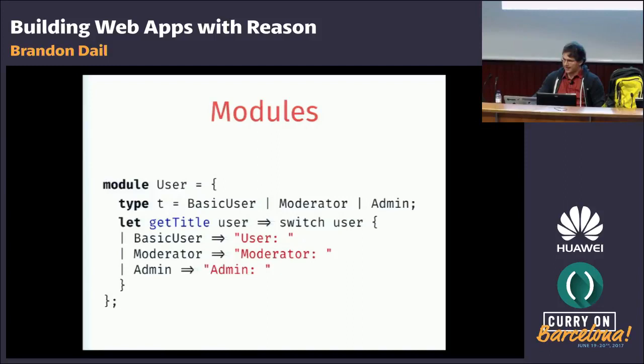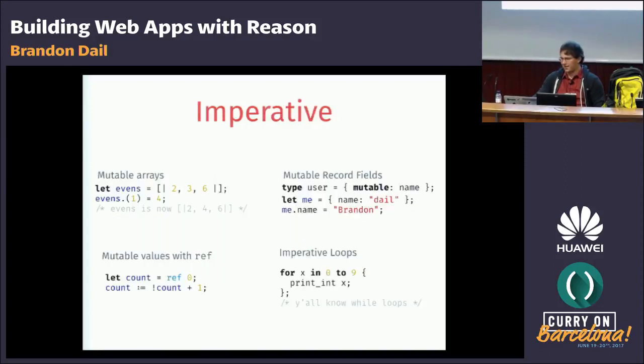So like I said, it's a functional language, but it also supports imperative APIs. So we have mutable arrays. We have arrays that we can sort of edit in place. We have mutable record fields. And again, mutable fields have to be defined explicitly. By default, record fields are immutable.